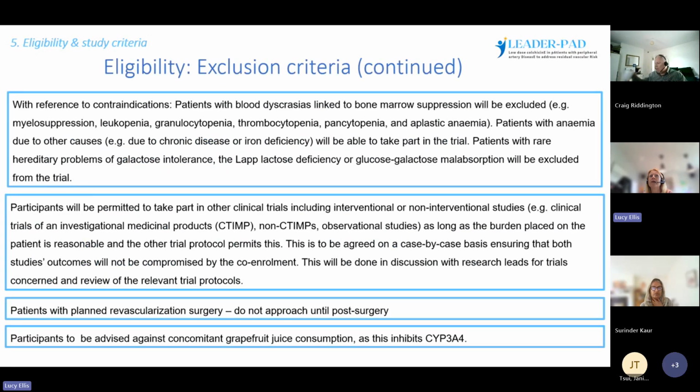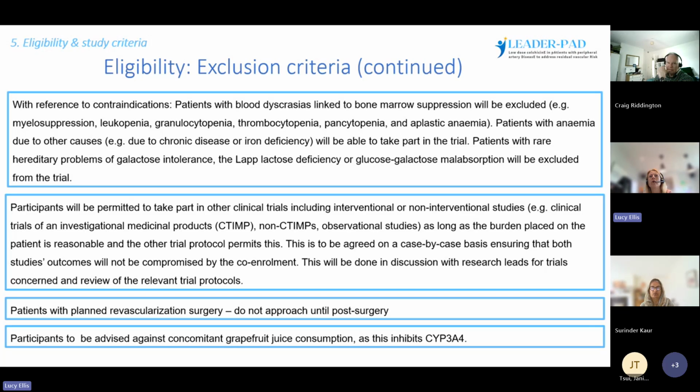We've referenced contraindications, so patients with blood disorders linked to bone marrow suppression do need to be excluded. Patients with anemia due to other causes, for example, chronic disease or iron deficiency, are able to take part in the trial. Patients with rare hereditary problems of galactose intolerance, lactose deficiency, or glucose-galactose malabsorption do need to be excluded from the trial.